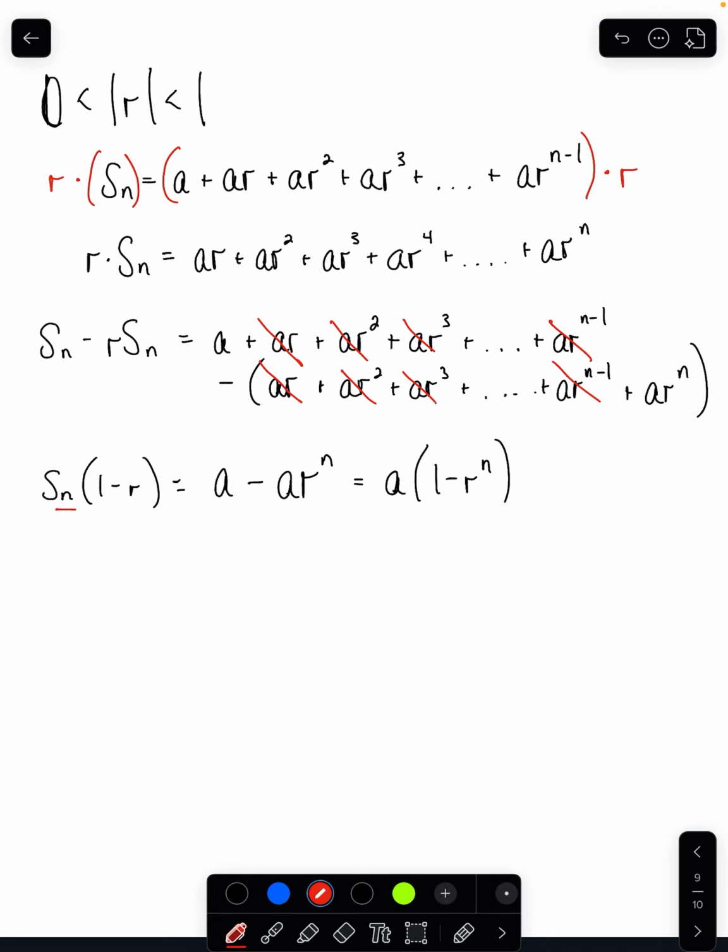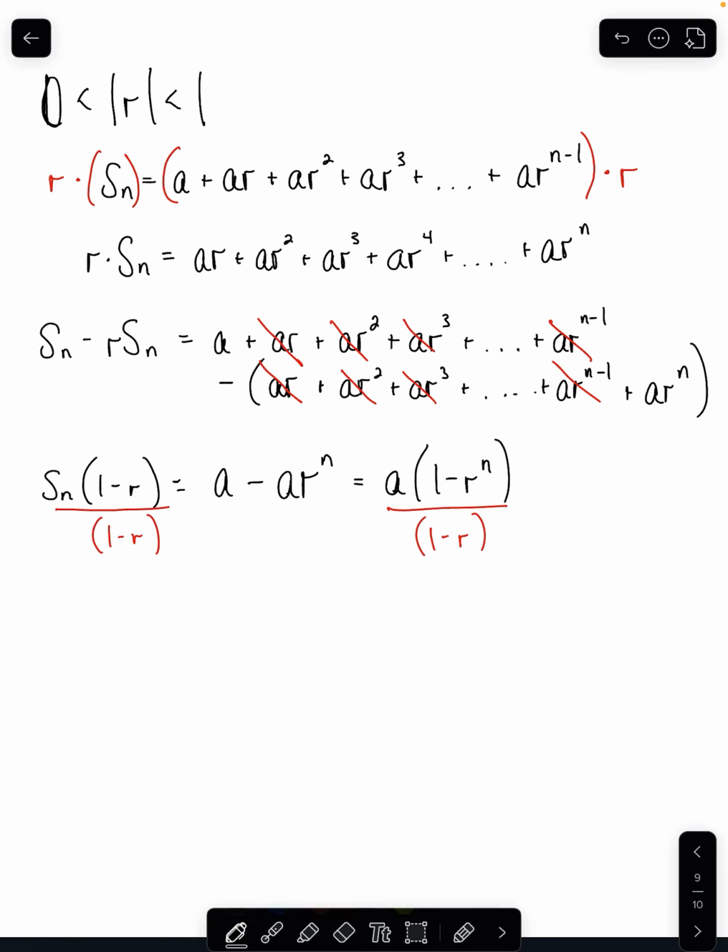The last step of this then is to get s sub n by itself. I can divide both sides by 1 minus r. So I now have s sub n is equal to a times 1 minus r to the n over 1 minus r.